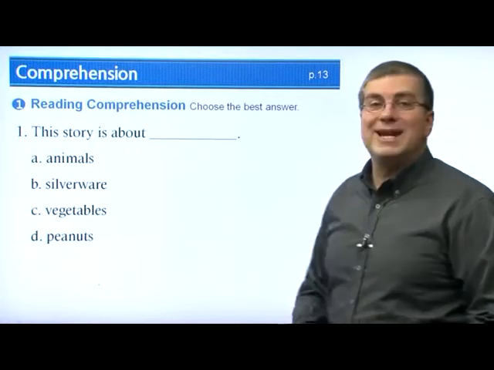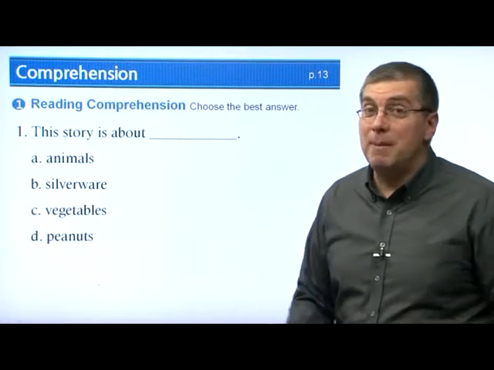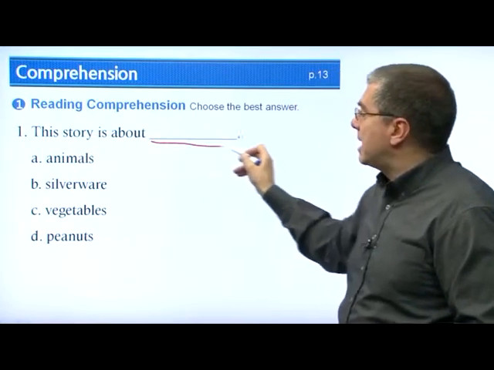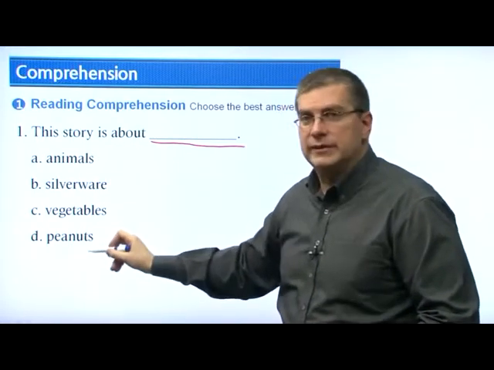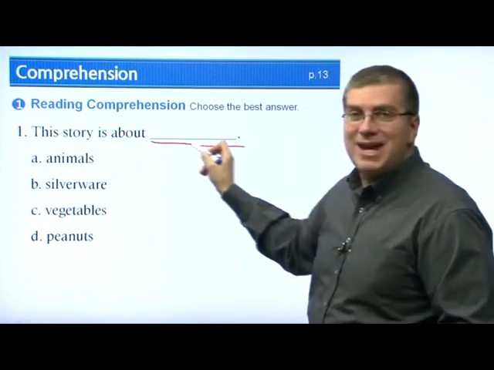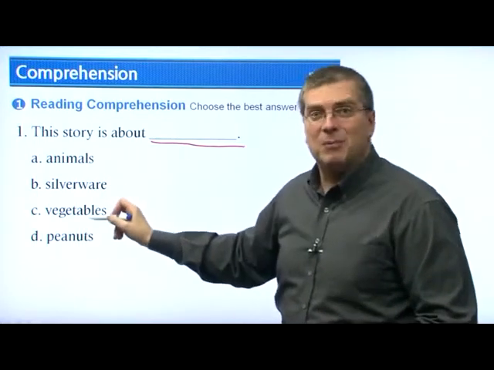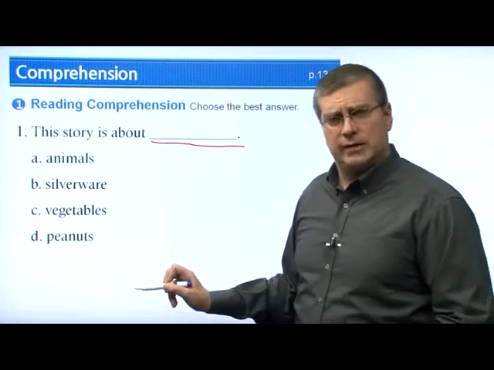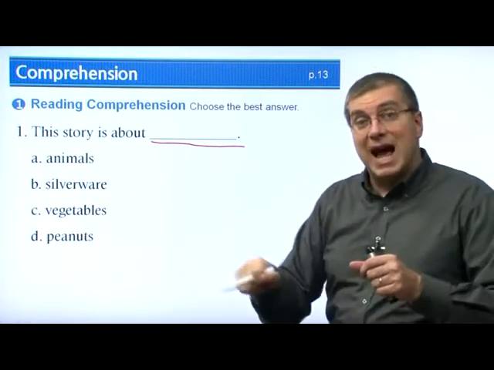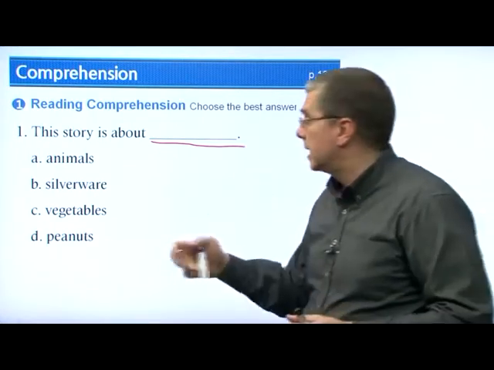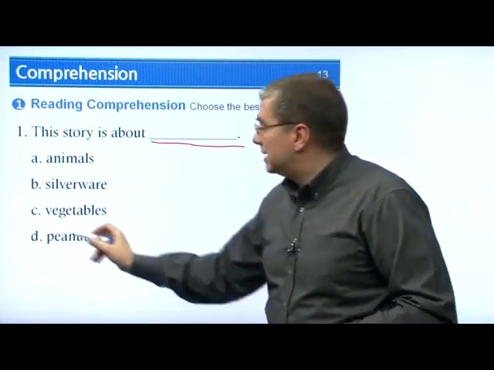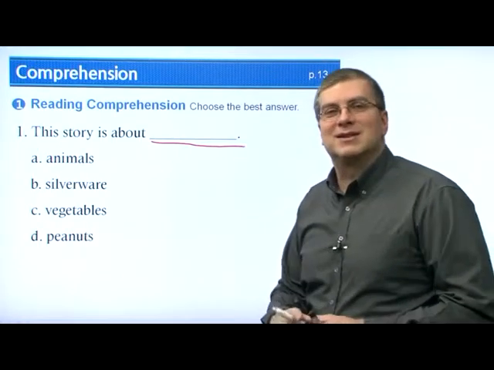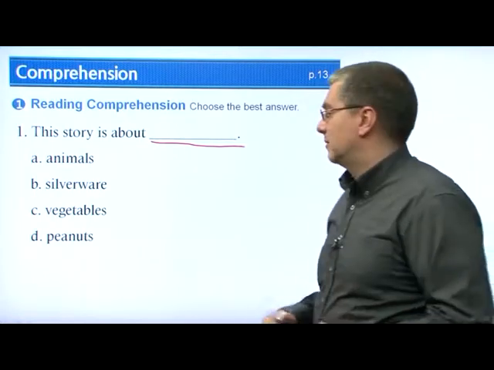Okay, let's move on to our reading comprehension. How well do you remember the reading? In this case, we have a sentence and a blank, and we have many choices. Here we have, this story is about blank, right? What is the blank? A, animals. B, silverware. Silverware, forks and spoons and knives. C, vegetables. D, peanuts. You know peanuts. Peanuts are seeds, right? We eat peanuts often. They're good for us.